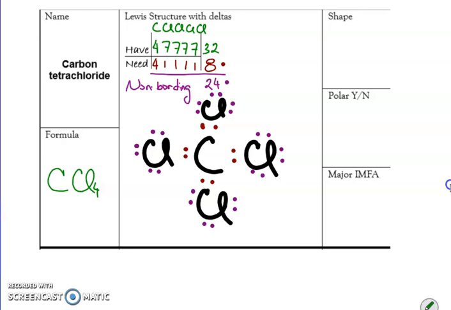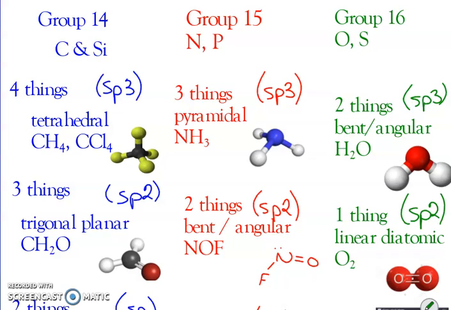The shape of this, well, you have carbon, which is a group 14, in the center. It has 4 things attached to it. So let's consider that. Carbon's a group 14. It has 4 things attached to it. So it's going to be tetrahedral. All right? It's tetrahedral.